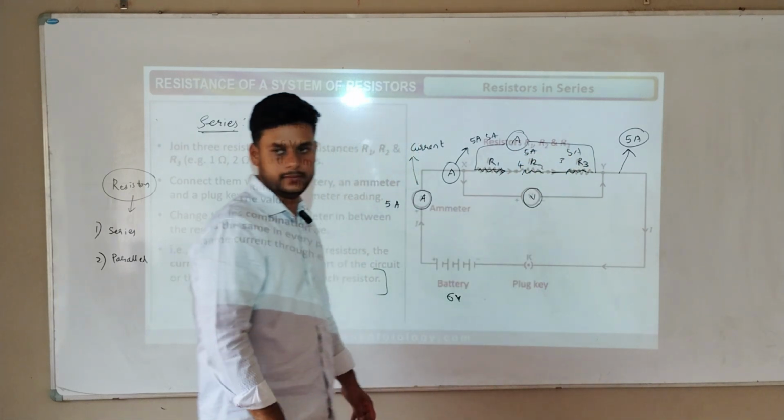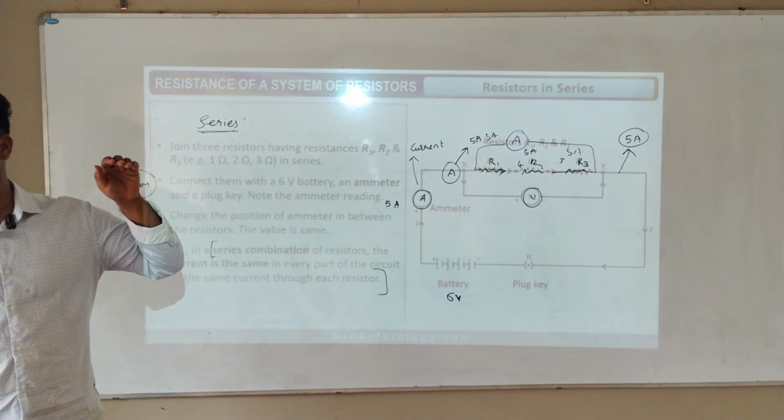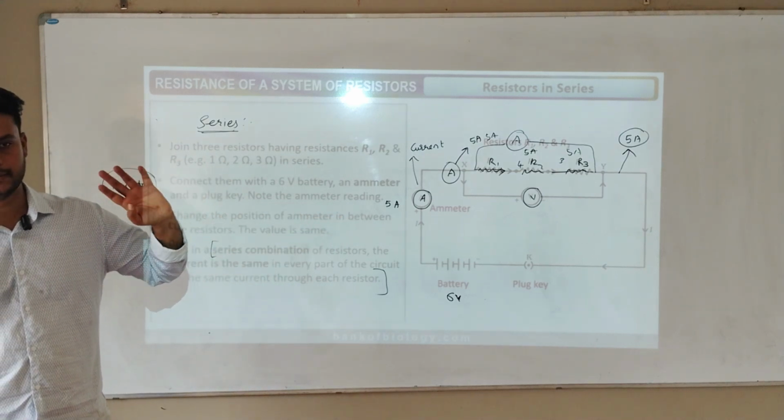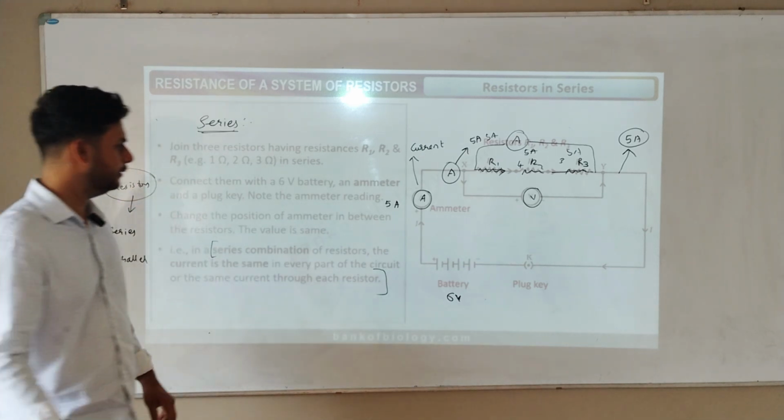They're saying that even through the resistors, the current will not flow differently. The current will flow at the same pace. It will not change. Any doubts? Okay, next page. Don't write now. Just listen.